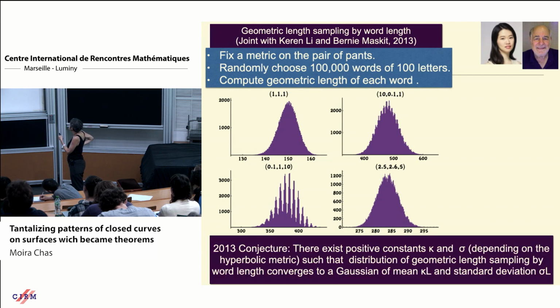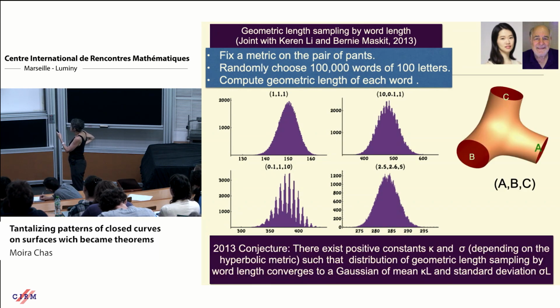I think I put it here, a pair of pants. The pair of pants should be there. Okay, so a pair of pants, and the length of each of the boundary components, A, B, and C. Here there are three different A, B, and C. Then I look at all.